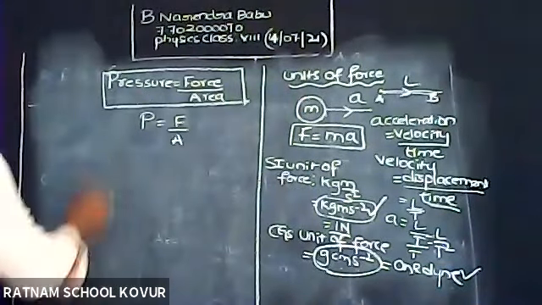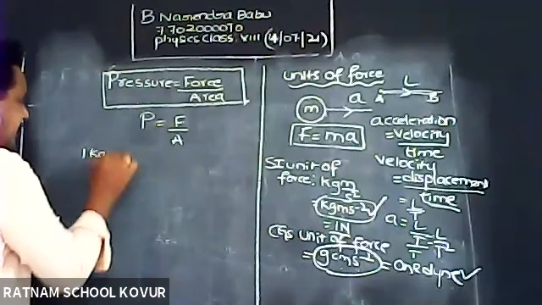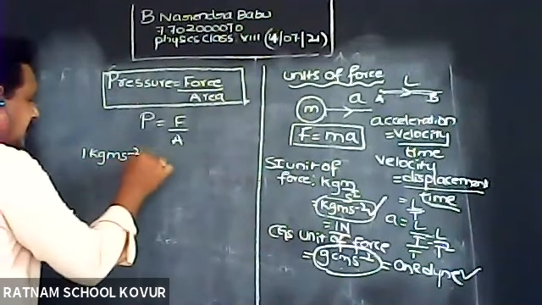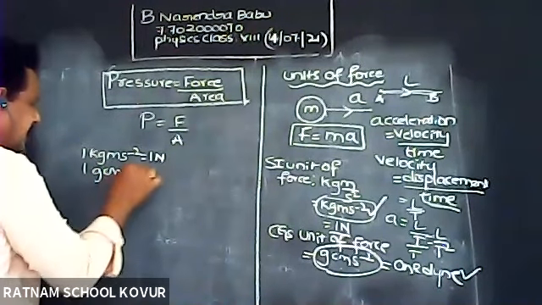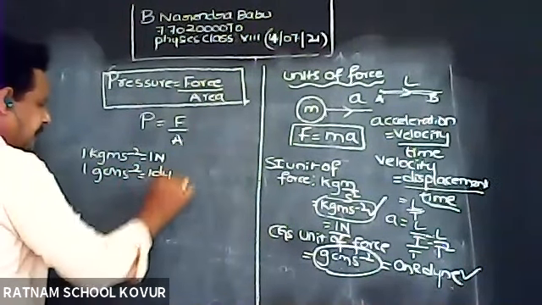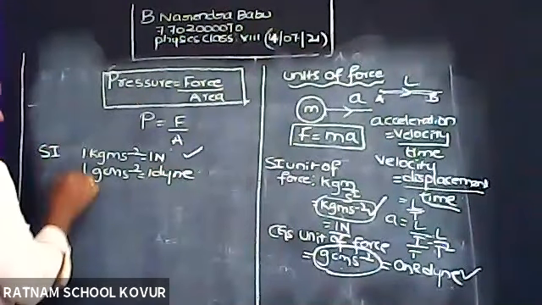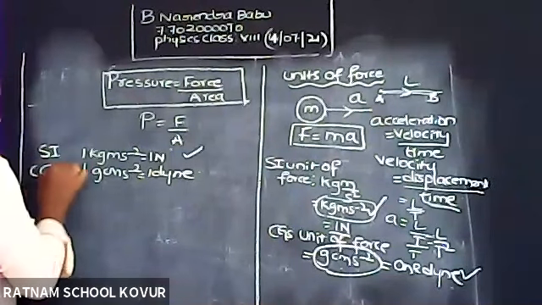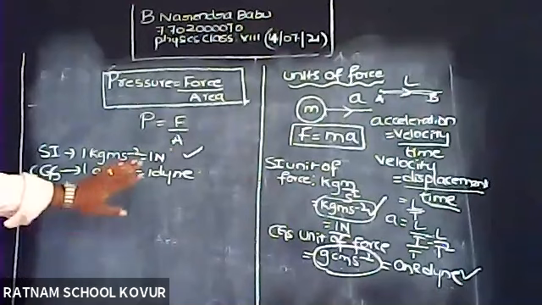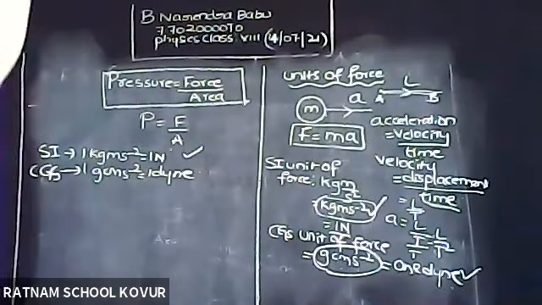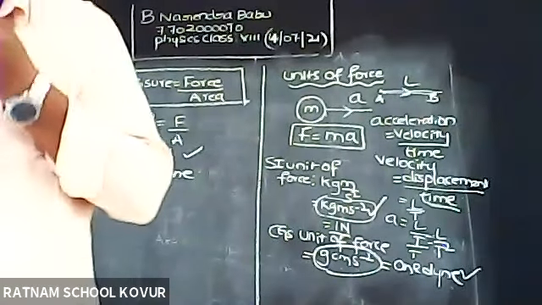So now I will write the units. 1 kg m s power minus 2 is equal to 1 Newton. 1 gram centimeter s power minus 2 is called 1 dyne. This is the SI unit. This is the CGS unit. CGS unit of force. First, we need to write the units of force. Then we will write the units for pressure.